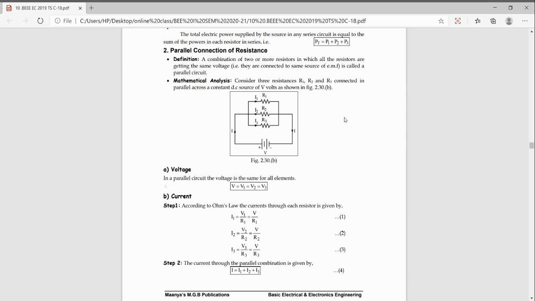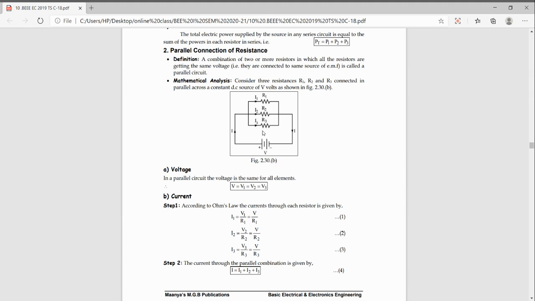Okay, now we will see the parallel connection of resistors. Here we are considering three resistors. We have a definition for the connection of resistors in parallel: a combination of two or more resistors in which all of the resistors are getting the same voltage. Getting the same voltage is called the parallel connection.